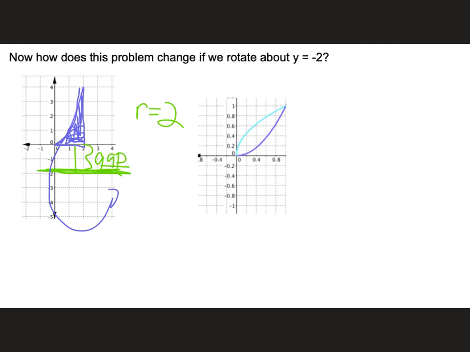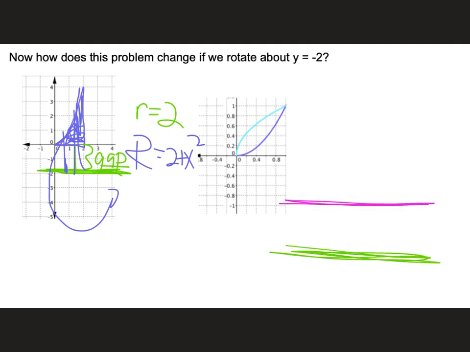And then we also need to find what big R is. So big R is the distance from here up to the curve. So that's going to be 2 plus the equation of that curve, which is x squared. So let's take a look at that in case that part blew up your brain a little bit. There's the y equals negative 2 line. There's the y equals 0 line. And here's the x squared curve.